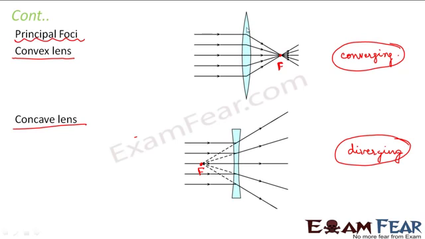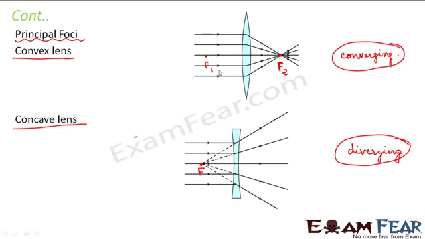So the focus of this surface, the focus on the left hand side, is known as F1, right? And the focus on the right hand side is known as F2. This is my F2, also known as the second principal focus, and the focus which lies on this side is known as F1, the first principal focus. So there are two principal foci, first and second, right?